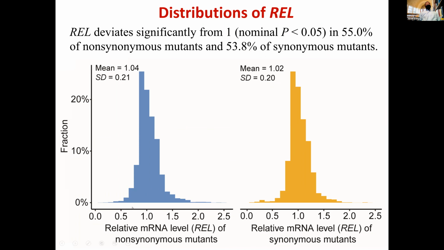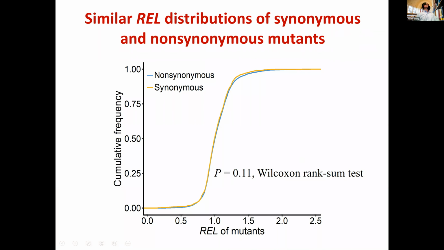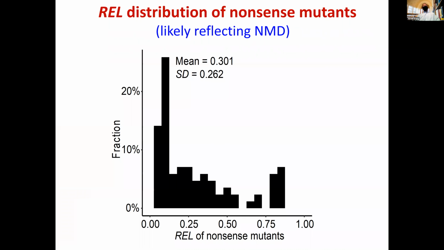So this is a distribution of the relative mRNA level of non-synonymous mutants. The lowest is almost 0. The highest is more than double the wild type expression level, and about 55% of the non-synonymous mutants significantly affect the expression level of that gene. For synonymous, it's very similar. The distributions are not even significantly different. This is interesting.